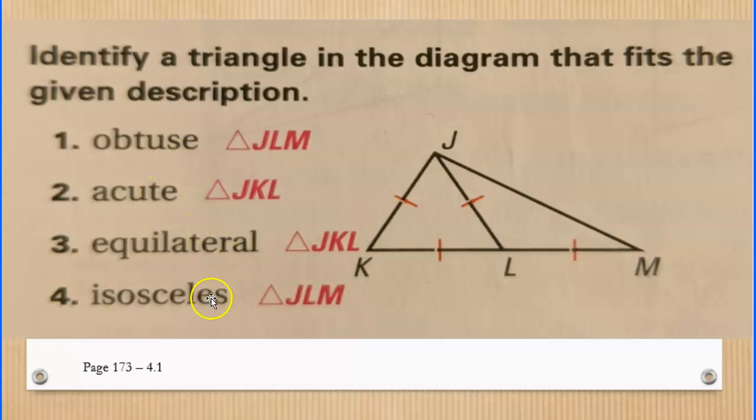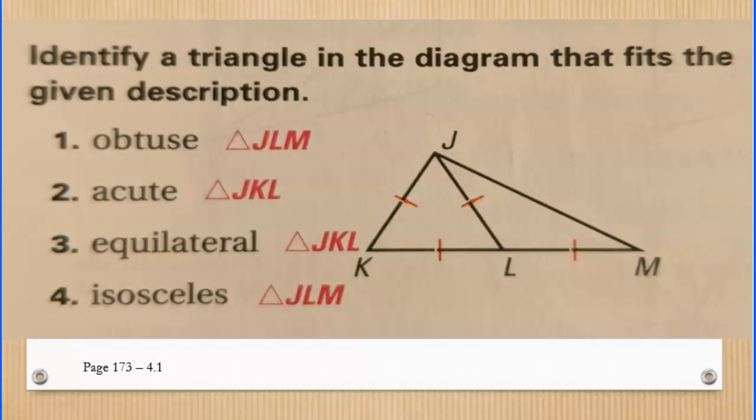So what we want to do first is make sure that we understand the definitions of all of these items here. Remember, an obtuse angle has a larger than 90-degree angle. An acute angle is less than 90 degrees. Equilateral means same length of sides, but equiangular means same measure of angles. And isosceles is going to have two congruent sides.